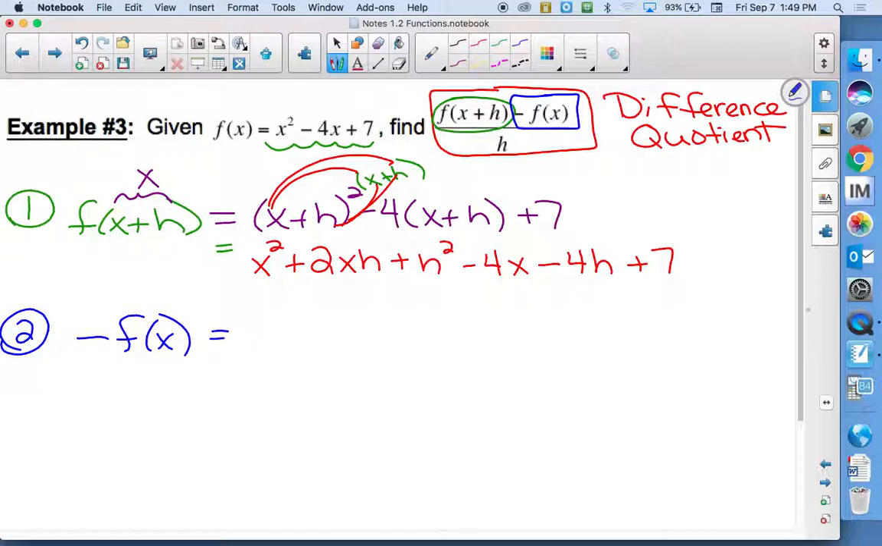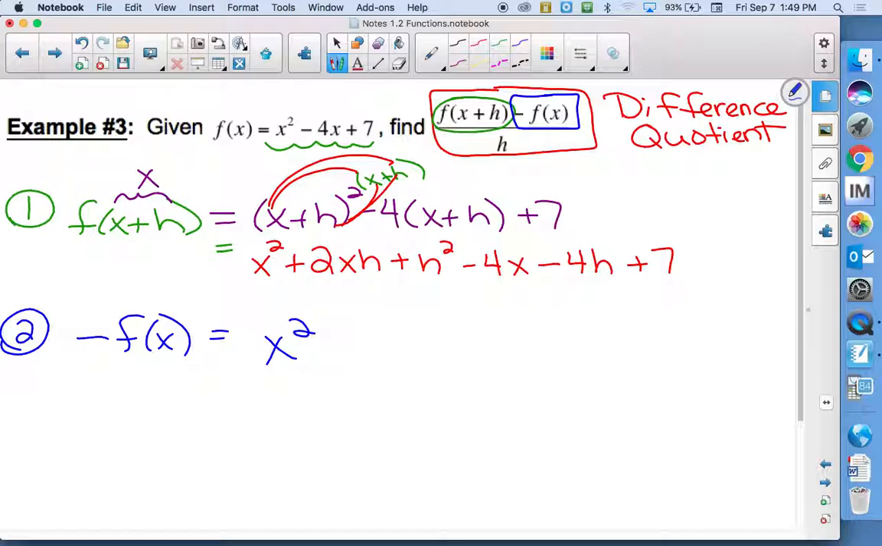So I'm going to look at that minus f of x, or another way of saying minus is negative. So we have negative f of x. Brandon, what equation represents f of x? So, x squared minus 4x plus 7.